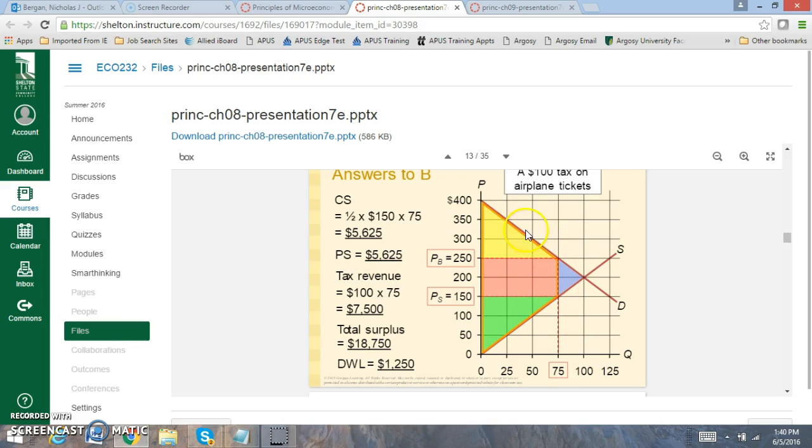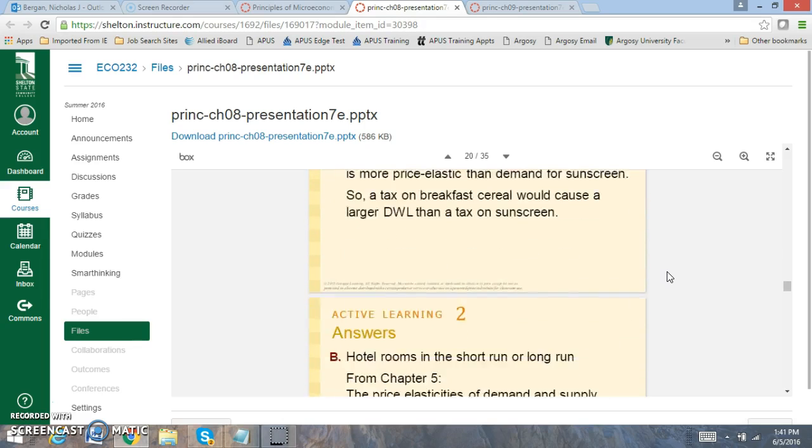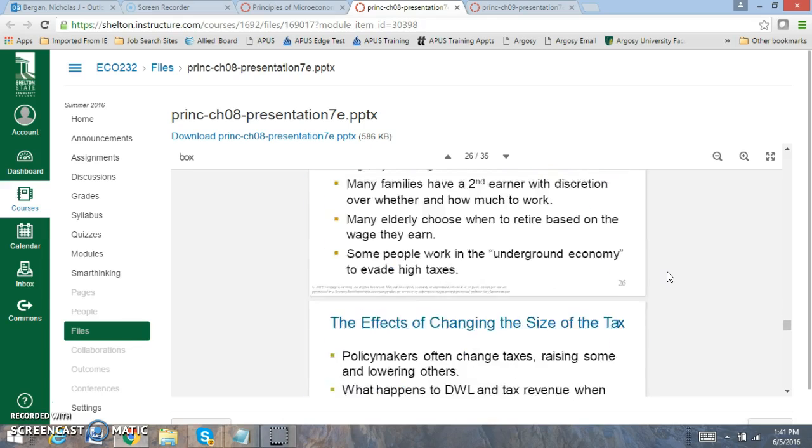So the consumer surplus is now this area, much smaller. Producer surplus is this area. This is the government revenue that's received, and this is the deadweight loss. You'll see this consistently with these graphs and what they look like with the representation of these areas with the tax.